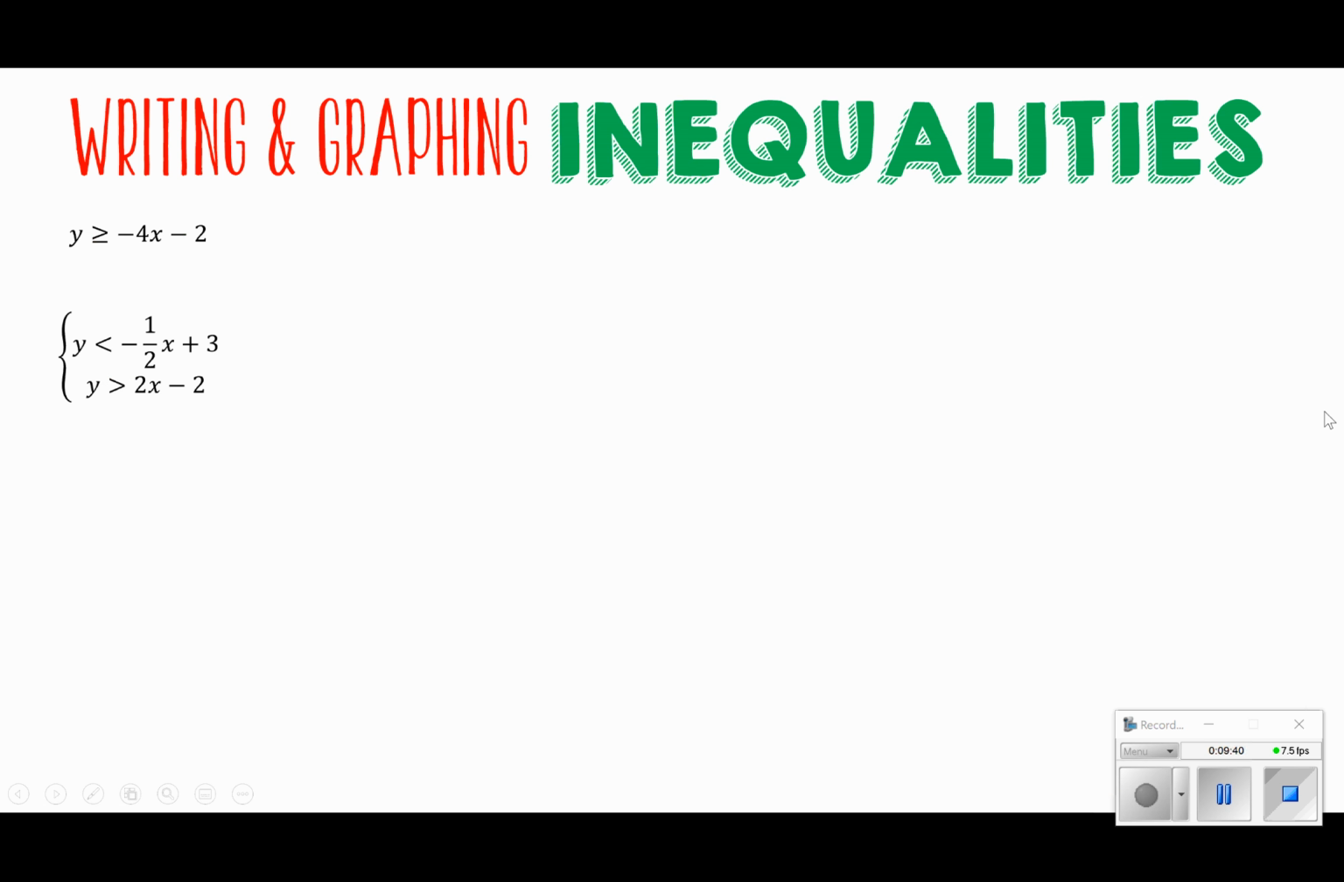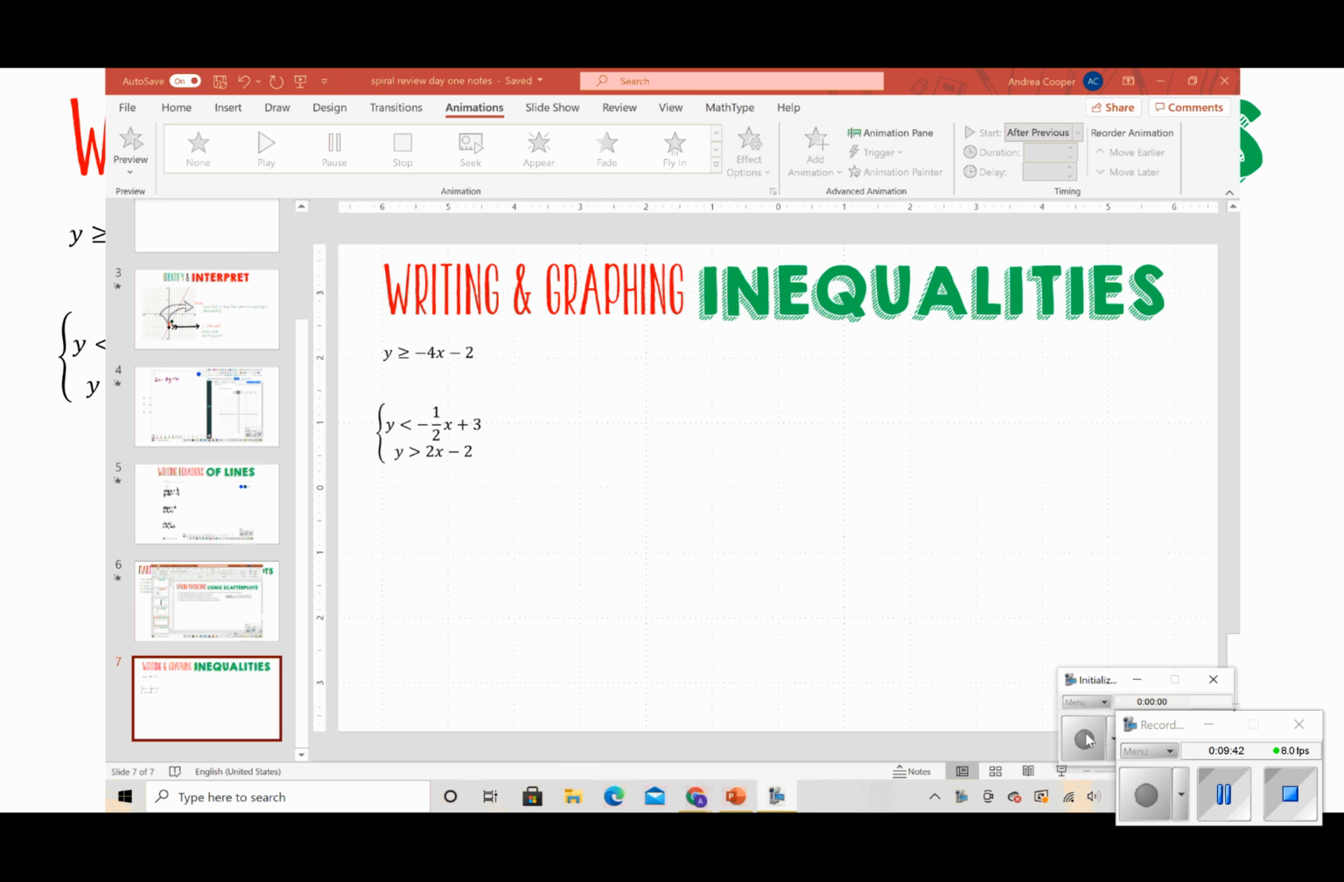Writing and graphing inequalities. Okay, so writing and graphing inequalities. I'm going to show you how to do it, help you solve it out in Desmos, and then how to do it in Edulastic.